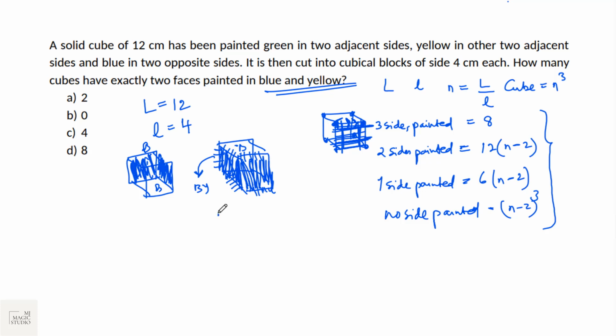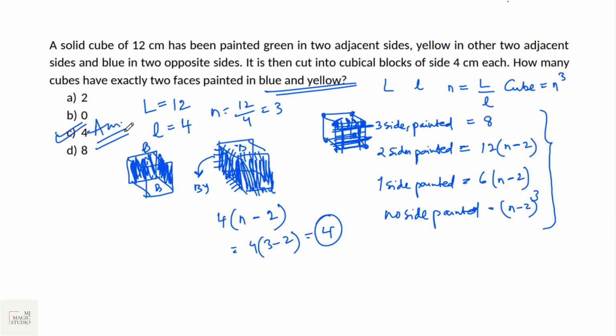That means the answer should be 4 into (n minus 2). Now what is n? n is 12 by 4, that is 3. So it is 4 into (3 minus 2), that is 4. We will have 4 small cubical blocks which will have 2 faces painted in blue and yellow. Answer C. More of a logic setup than the formula.